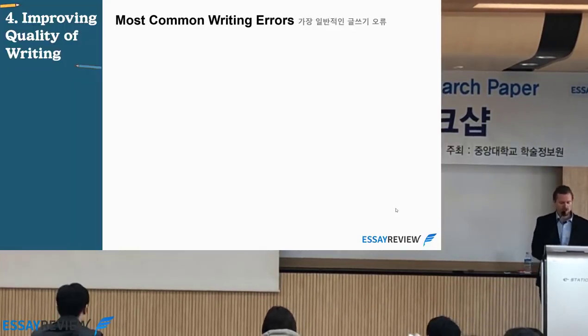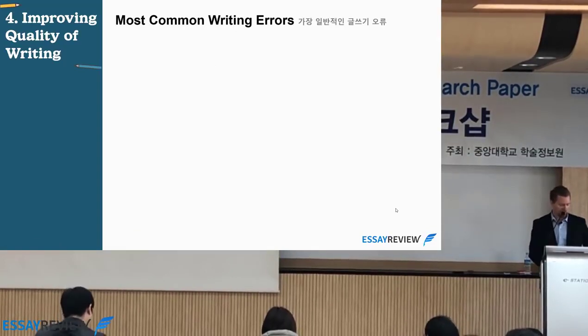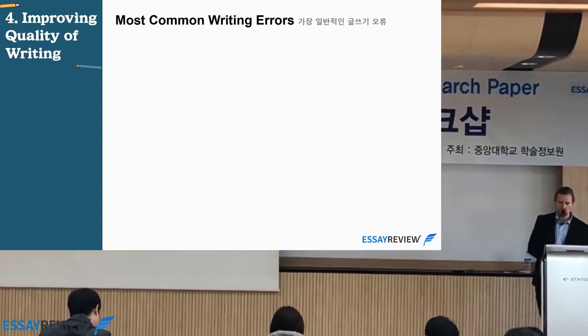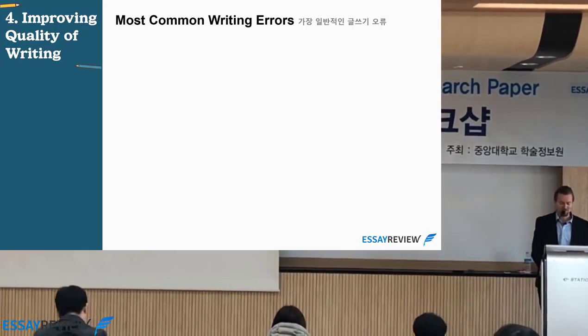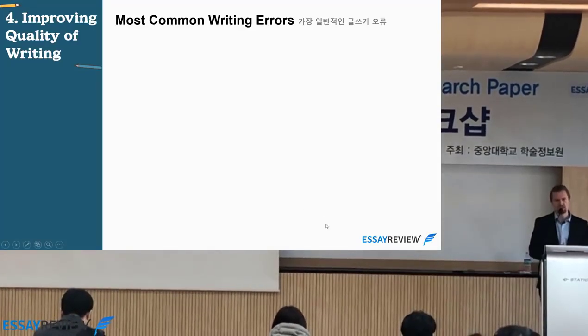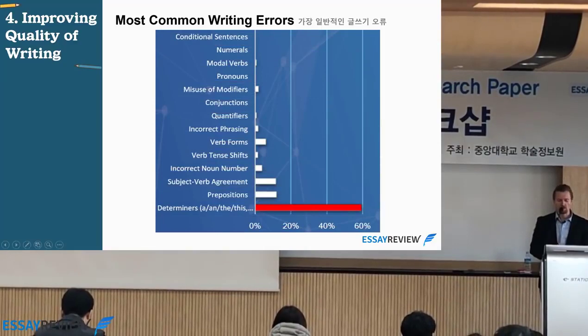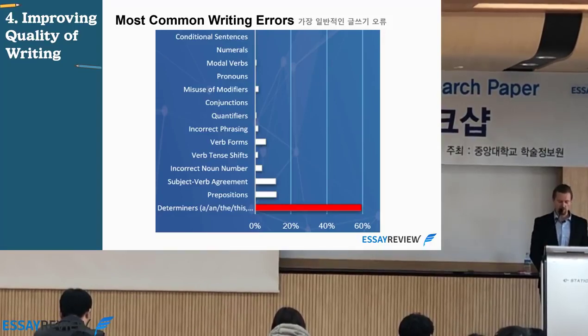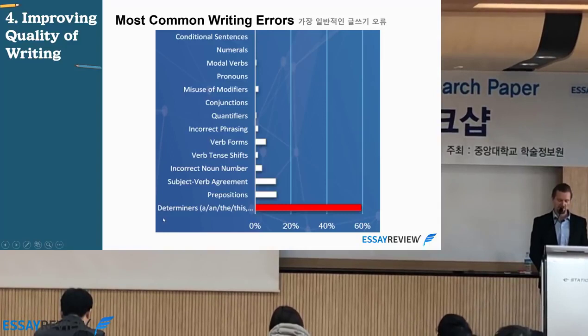Okay, so let's talk now about improving some writing errors. Some of you, if you're a native English speaker or if you're quite good at English, might be sort of annoyed by some of these, but we want to show you some of the biggest grammar issues that writers make. So the biggest one, you might guess, is determiner misuse: a, an, the, this, that, these, those.